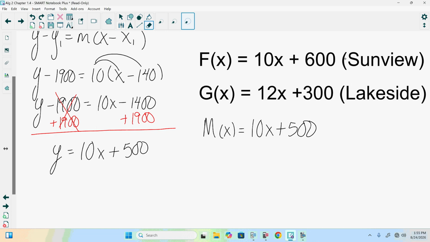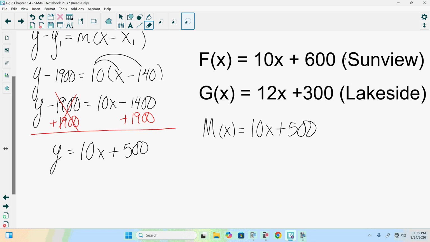Maple is 500, yes? It's already cheaper. The slope, or the cost per student for Sunview, is $10. The cost per student for Maple is $10. So the slopes are the same, which means the two lines are going to be what? Parallel. Those two lines that have the same slope are parallel. Parallel lines never cross, never intersect. Maple's already cheaper than Sunview.